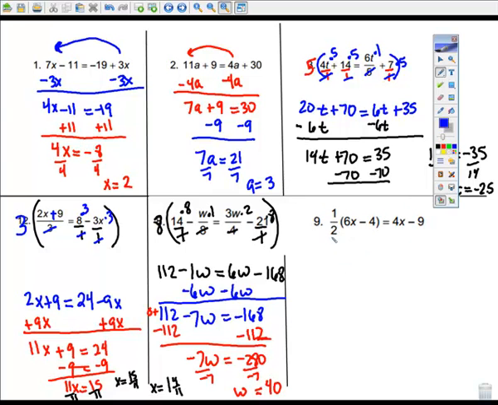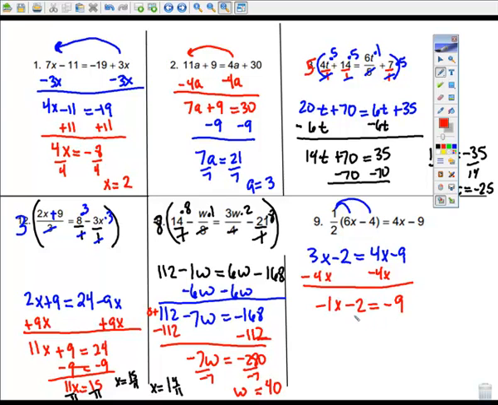Alright, over here I have a half times the quantity 6x minus 4. So really I only have half of this. So if we distribute, half of 6x is 3x, half of negative 4 is negative 2. And then that equals 4x minus 9. Same old process from here. I'll subtract the 4x. 3x minus 4x is negative 1x minus 2 equals negative 9.